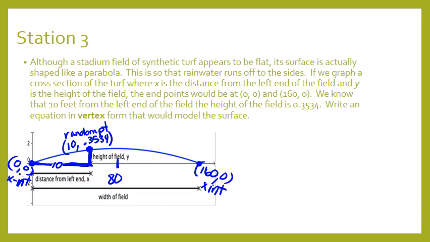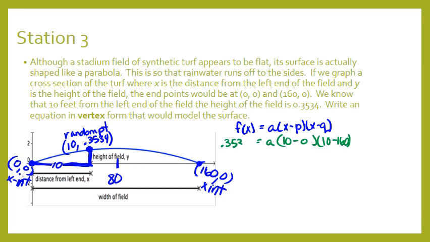It says write the equation in vertex form that would model the surface. So let's take a look. I know my x-intercepts, so I want to start with my x-intercepts, and I'm going to use intercept form. Intercept form again is a(x − p)(x − q). I know that my x value of my random point is 10, so I'm going to use that 10 twice. I have an intercept of 0 and an intercept of 160. I don't know my a value. I have a y value of 0.3534.